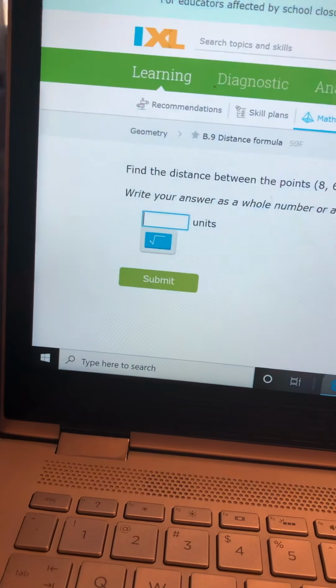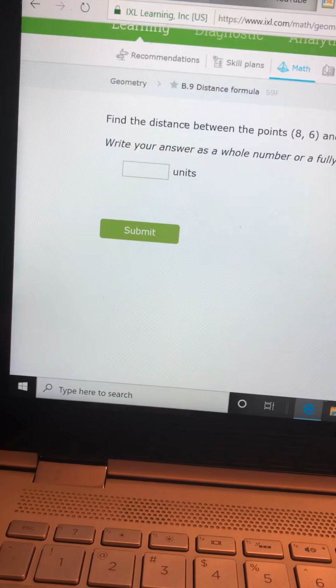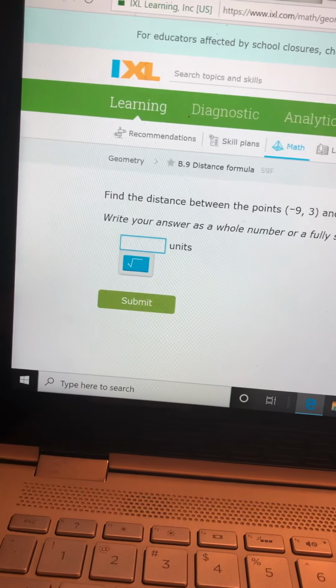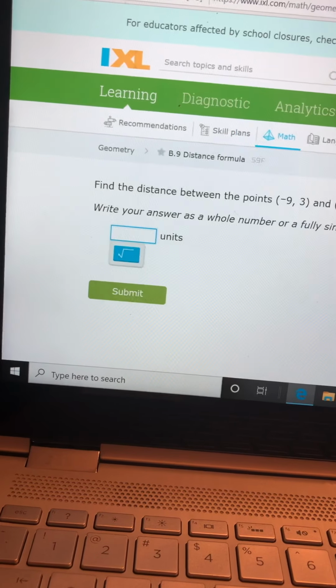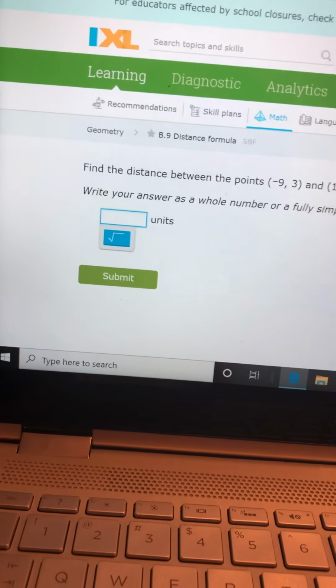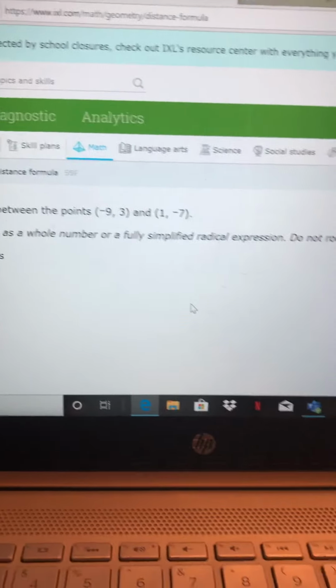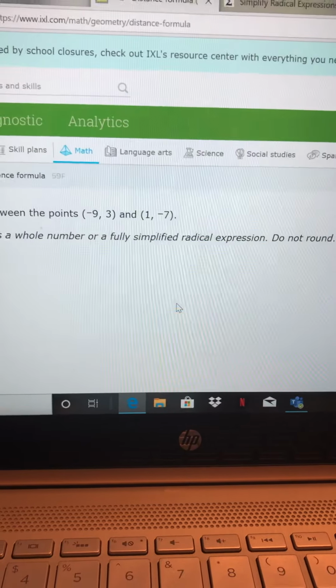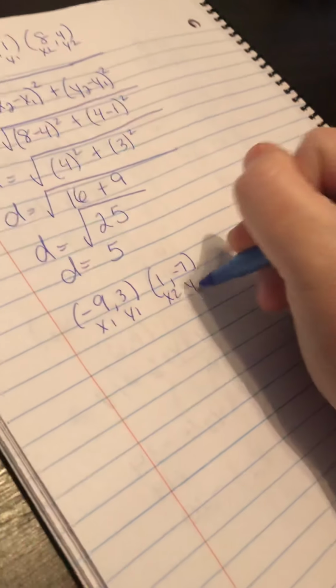Alright, let me jump ahead. The only thing that's going to be hard about this one is for you people that don't have Algebra 2 this year, this IXL is going to make you simplify the radical. If you don't know how to do that, I'm going to show you what to do. So let's do this problem. Alright, this one says -9, 3, and 1, -7. So x1, y1, x2, y2.